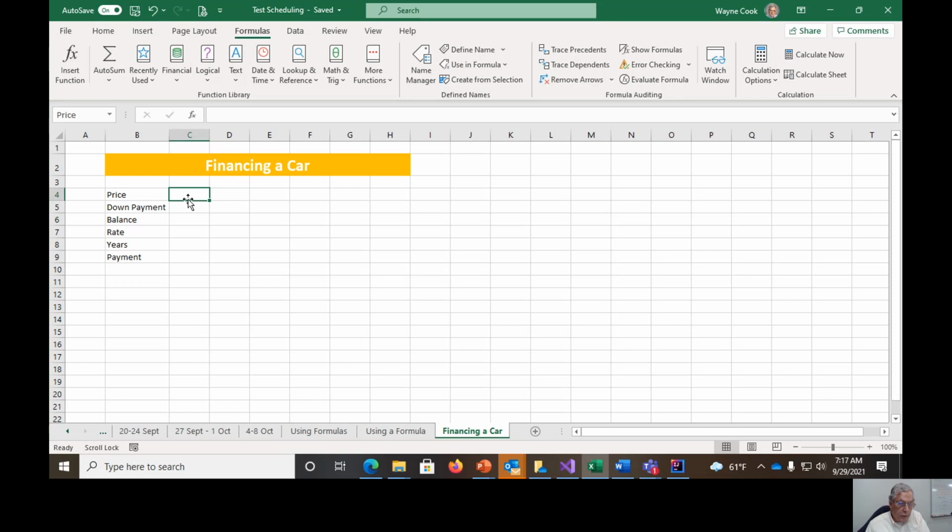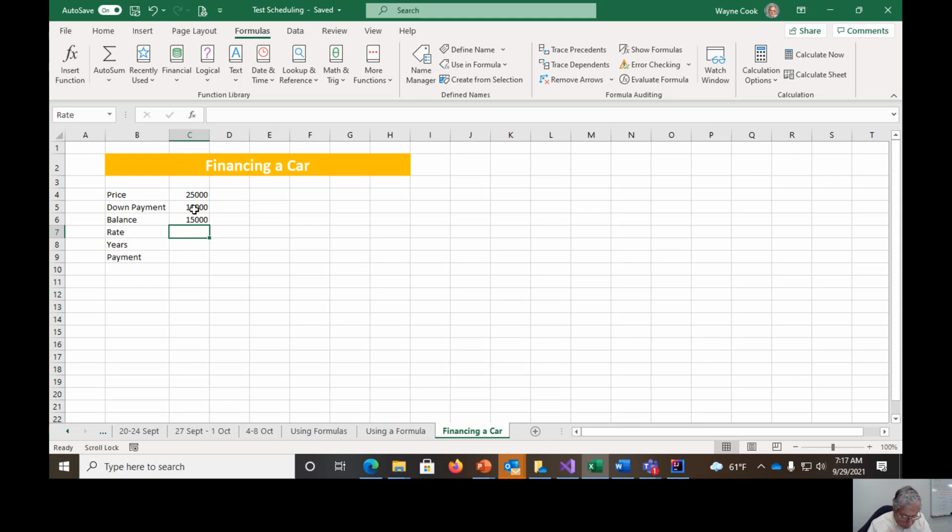And let's say that a car will cost $25,000, down payment, say, 10,000. So balance then equals price minus down payment. And notice that it uses the names instead of the numbers. And these are going to be fixed.